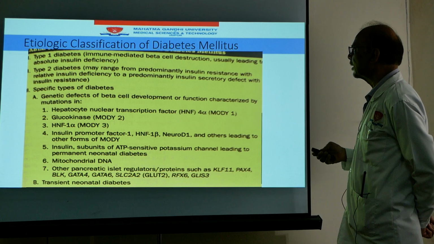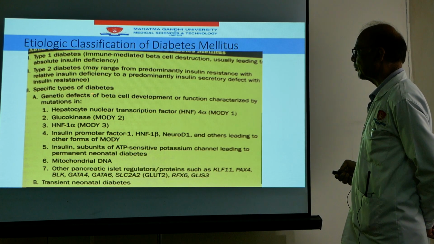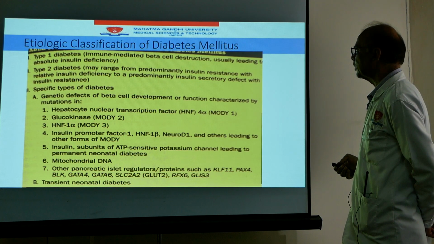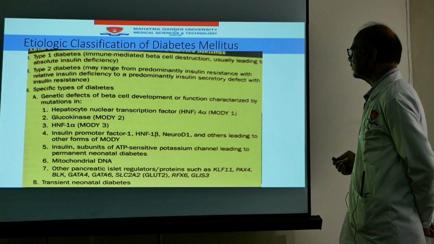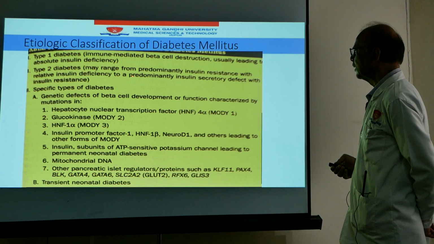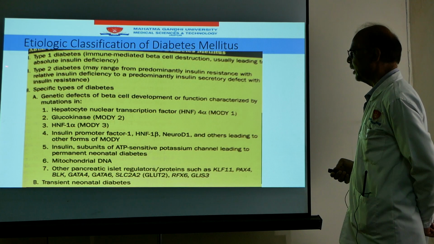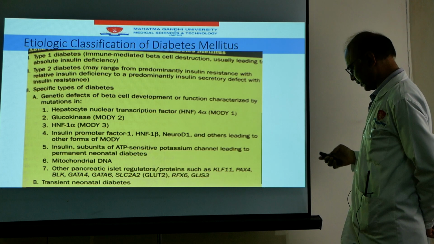And here is the etiological classification. Type 1 diabetes, type 2 diabetes, specific types of diabetes, and fourth is diabetes of pregnancy. Type 1 diabetes is immune mediated beta cell destruction, usually leading to absolute insulin deficiency. Type 2 diabetes is usually predominantly insulin resistance with relative insulin deficiency to a predominantly insulin secretory defect with insulin resistance. And type 3 is the specific types of diabetes, which we will see in the next slides.